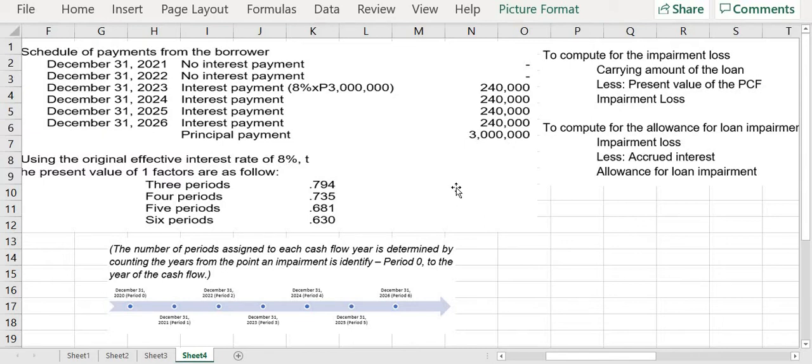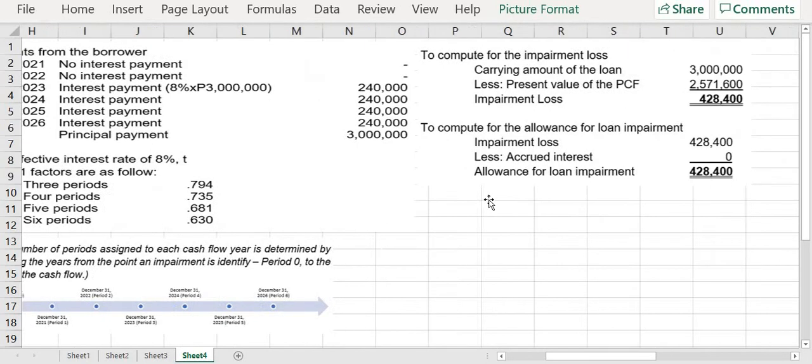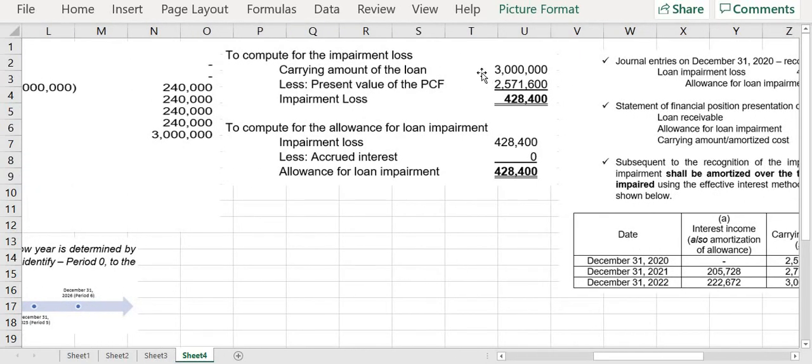Multiply mo siya again sa 0.630. Okay? If you have your calculators there, gawin nyo. Ayan. So, sa calculator nyo, multiply nyo si 240 sa 0.794 until sa 2026. That's 3,240,000 multiplied sa 0.630. And in your calculator, you should get the present value of the future cash flows na 2,571,600. Okay? So, the carrying amount of the loan is 3 million.